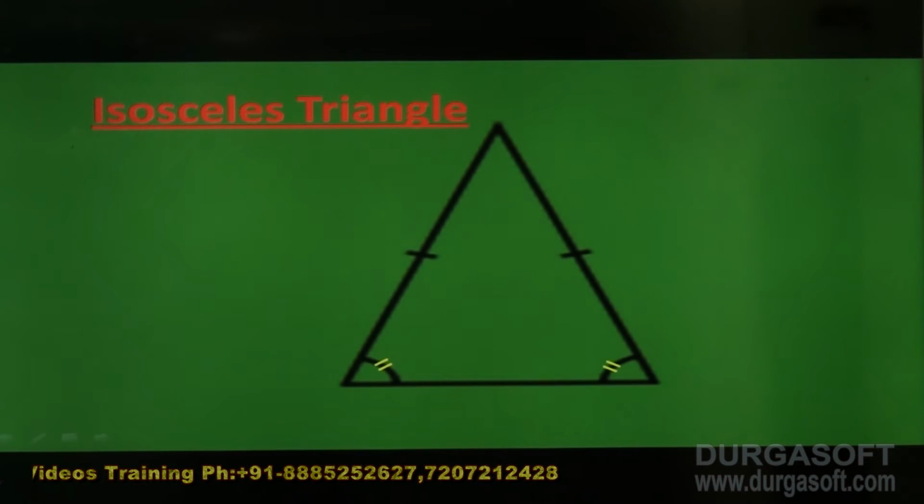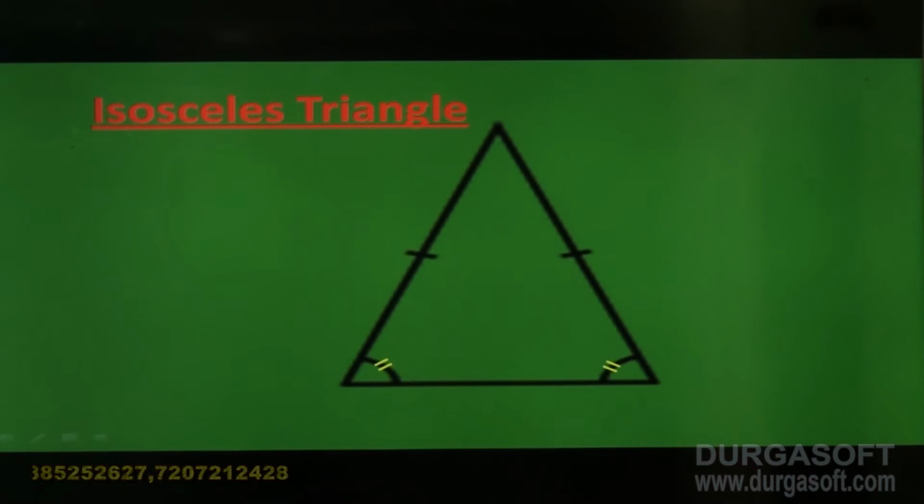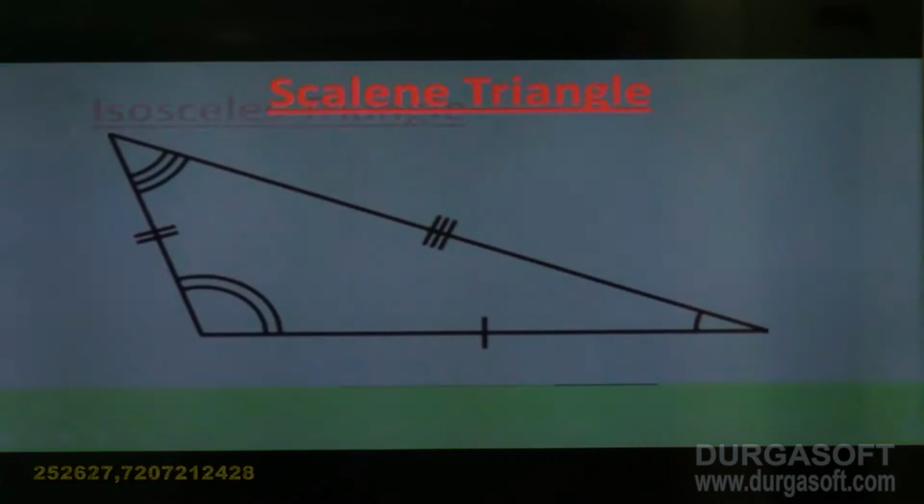And if we discuss isosceles triangle, in this isosceles triangle, only 2 sides are equal and only 2 angles are equal. That means in this isosceles triangle, 2 sides are equal and 2 angles are equal, right? And if we see the next triangle, scalene triangle, in scalene triangle all the angles are different and all the sides are different.